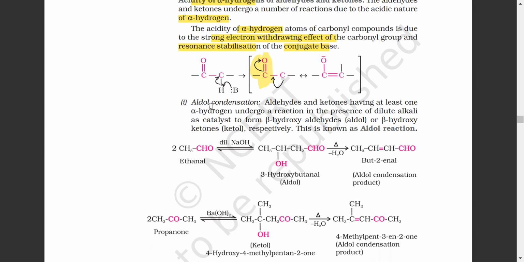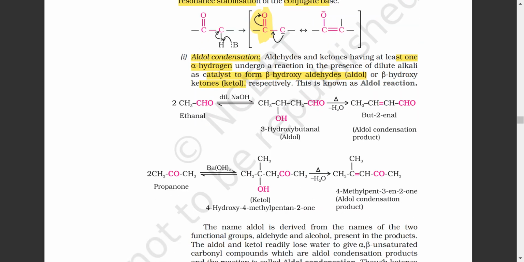तो इसमें पहला है aldol condensation, aldehydes and ketones having at least one alpha hydrogen. ठीक है, aldol condensation में alpha hydrogen होना चाहिए. अभी हम Cannizzaro देखेंगे, there you do not need to have an alpha hydrogen. Now aldol में at least one alpha hydrogen undergo a reaction in the presence of dilute alkali as catalyst to form beta hydroxyaldehydes, aldol, or beta hydroxyketones, ketol, respectively. This is known as aldol reaction.